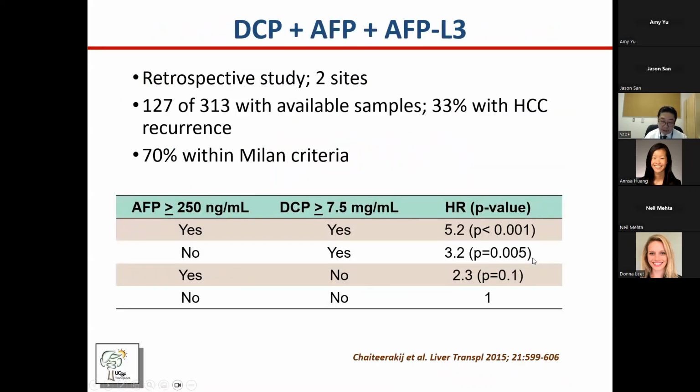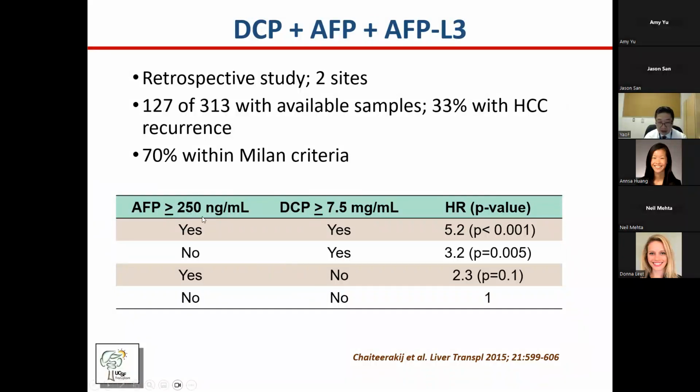So what about other biomarkers, AFP-L3 and DCP? This is a study from the Mayo Clinic which evaluated all three tumor markers: DCP, AFP, and AFP-L3. Out of a total of over 300 patients, only 127 had available samples. That's one of the weaknesses of this study. And a third developed HCC recurrence. 70% of these patients had tumors within Milan criteria prior to transplant.